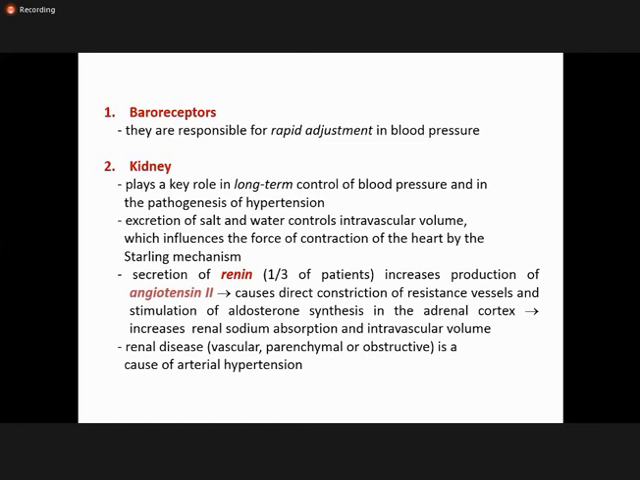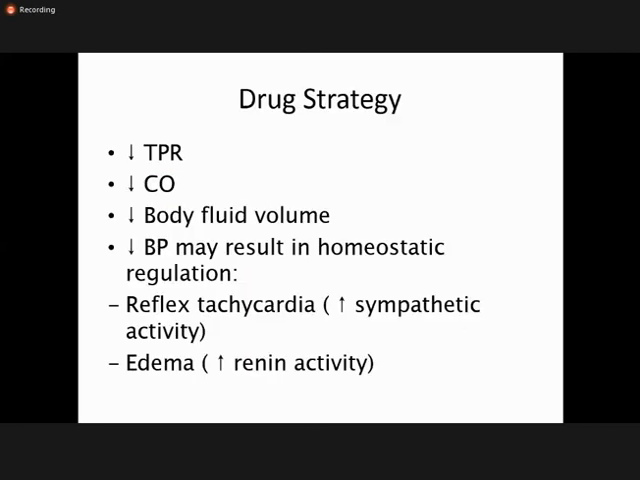Here, the secretion of renin increases production of angiotensin 2, causes direct constriction of resistance vessels and stimulation of aldosterone synthesis in the adrenal cortex, increasing renal sodium absorption and intravascular volume. Renal disease, whether vascular, parenchymal, or obstructive, is a cause of arterial hypertension.